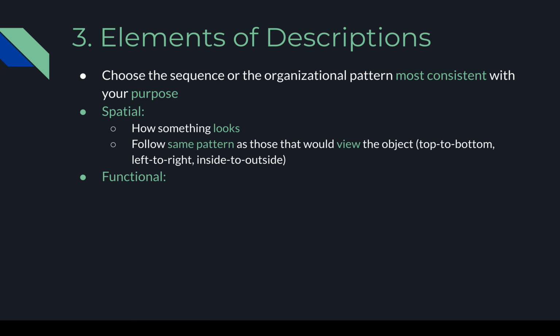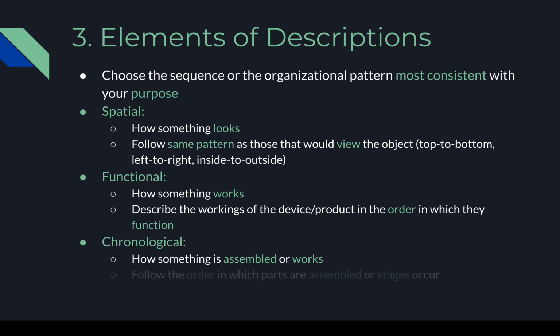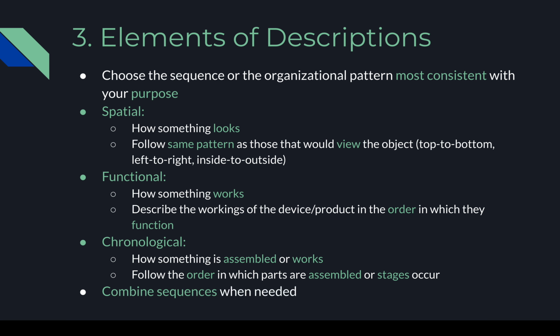Option number 2 for sequencing is functional, which deals with how something works. And in this case, you would describe the workings of the device or product in the order in which they function. And option 3 for sequencing is chronological, which deals with how something is assembled or how it works. And in this case, you would follow the order in which the parts are assembled or the order in which the stages in the process you're describing occur. You also have another option, which would combine multiple sequences when needed.